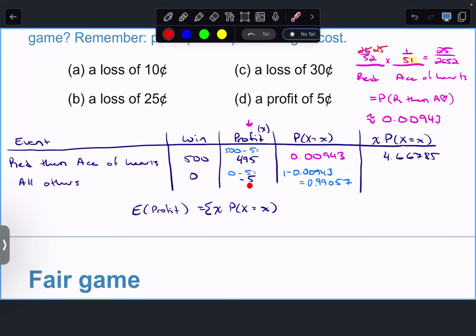But then I have -5 as my profit times 0.99057. So -5 times 0.99057, which is negative 4.95285. If you add these, plus 4.66785, I get a negative 0.285.